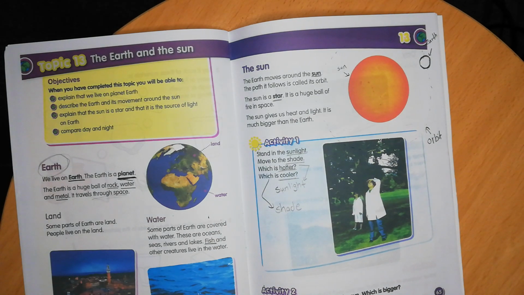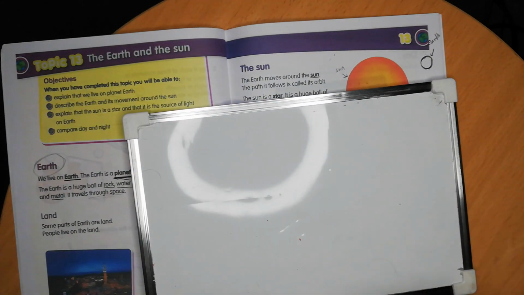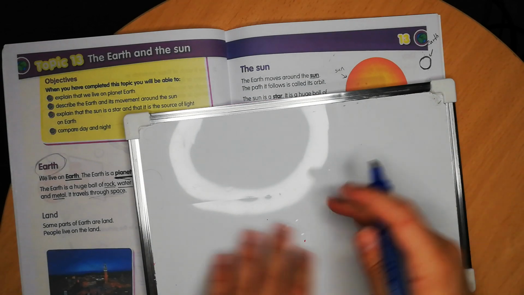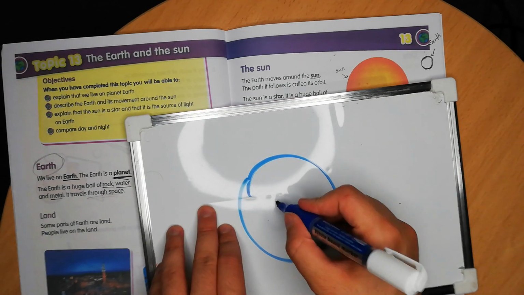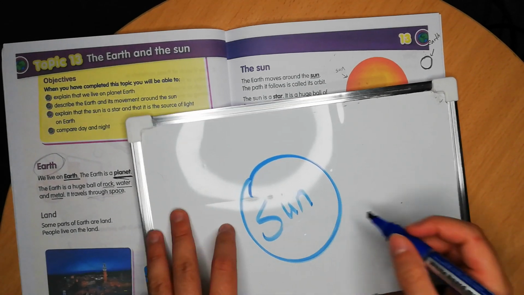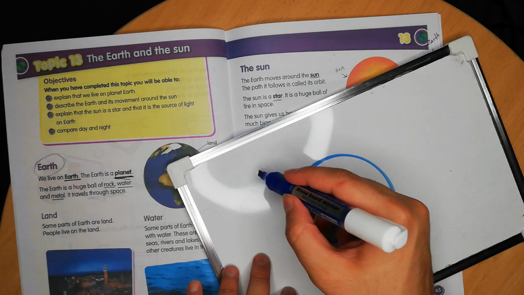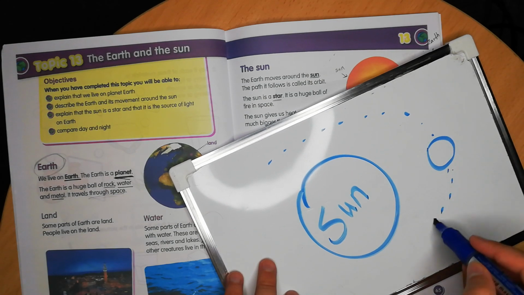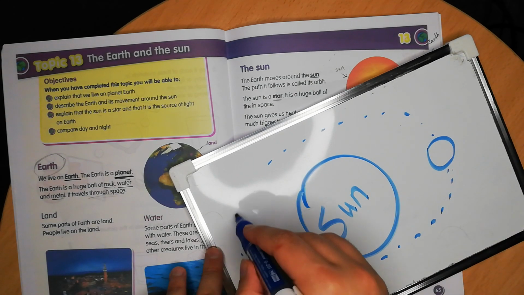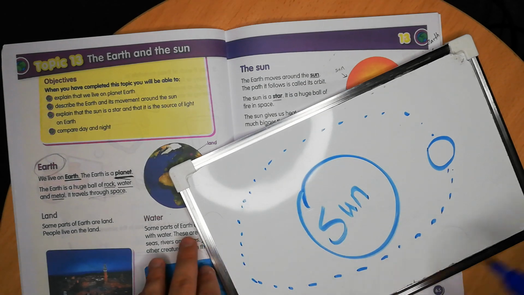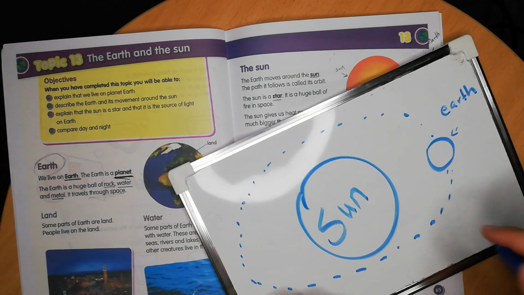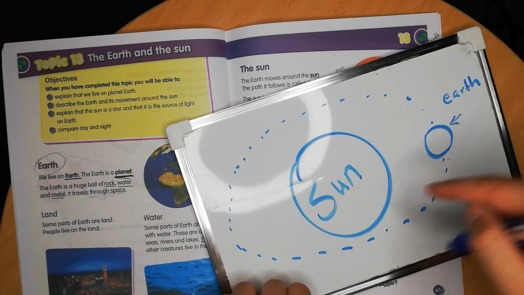Okay, so I'm going to get my board here. Let's take a look at the Earth and the sun. So this is the sun. Okay. Now, the Earth, let's draw Earth here, it's smaller. This is Earth. Okay, so we live here, and this is the sun.